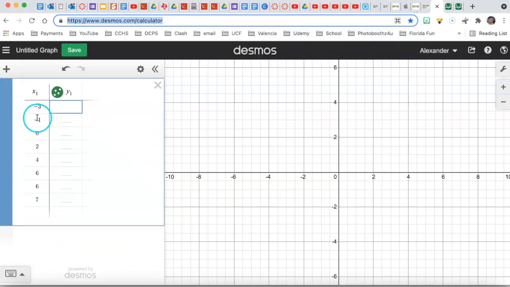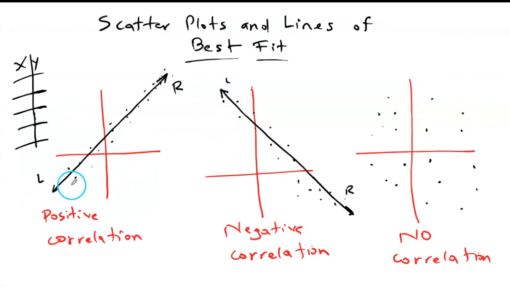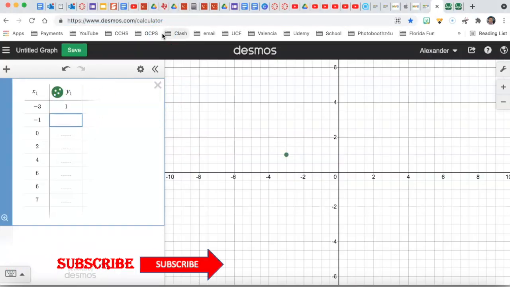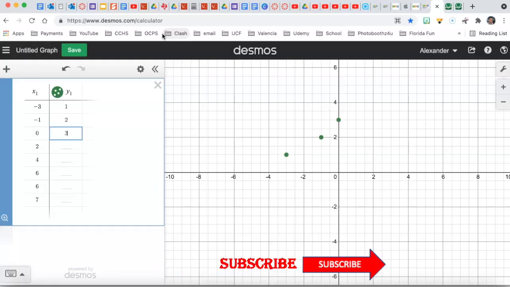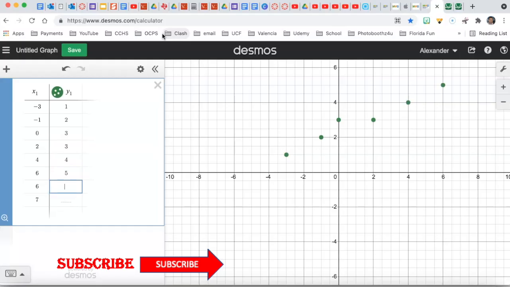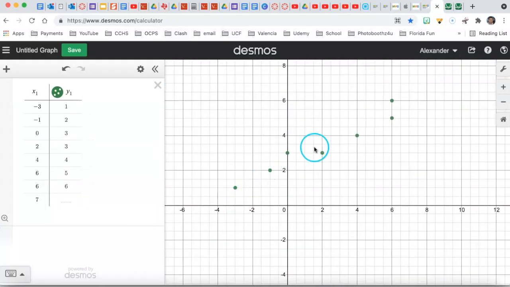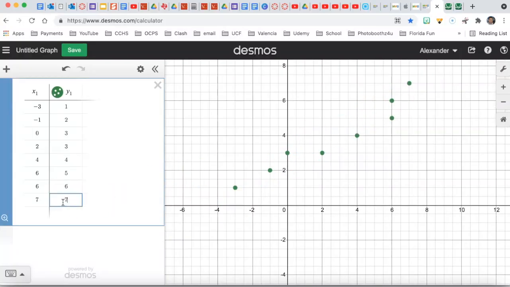So as my x values increase, my y values also increase. All right, so let me say that I have 1, 2, 3, 3 again, 4, 5, 6. You see the idea? It's going up. It's going up. So this is 7. Okay, so that's a positive correlation. They're going up. The same idea goes with the other one.